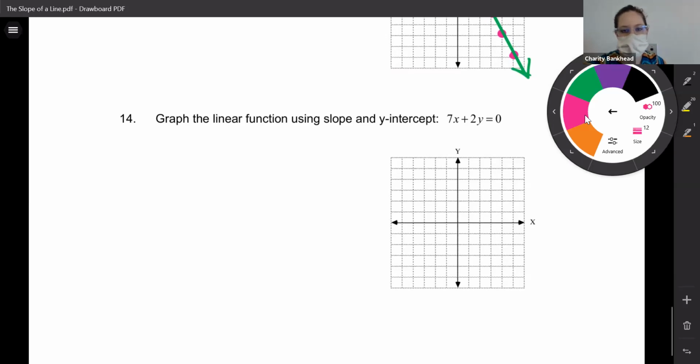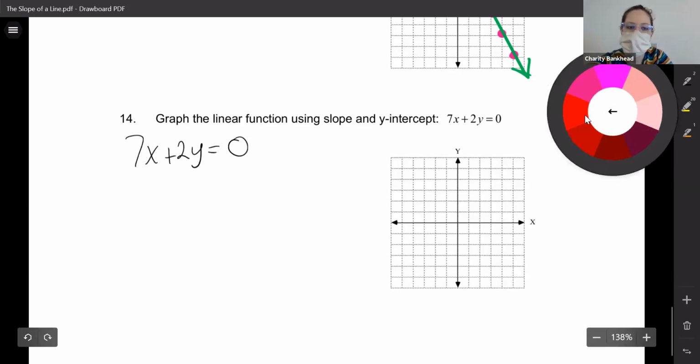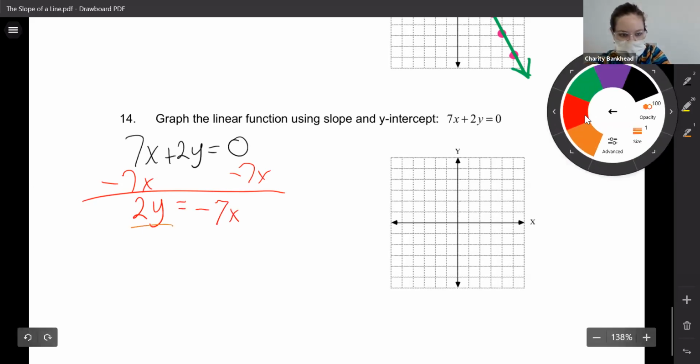Graph the linear function using slope and y-intercept. So in that case, the equation is not in slope-intercept form right now. So what I'm going to do is get it in slope-intercept form. I'm just going to rewrite it right here. Okay, so I'm going to subtract 7x from both sides. So that gives me 2y equals negative 7x. And then just divide everything by 2. So y equals negative 7 over 2 x.